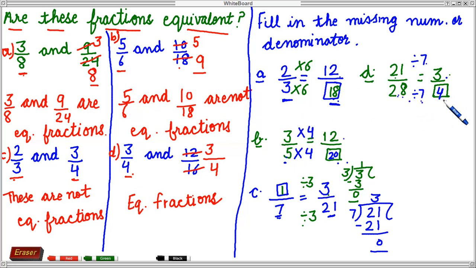So when we are finding the lowest fraction, we will divide. And when we are finding the highest fraction, then we will multiply.